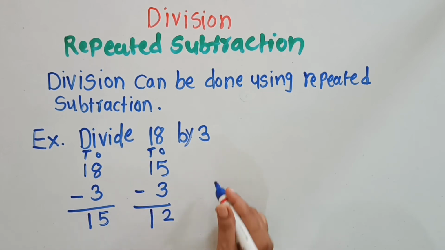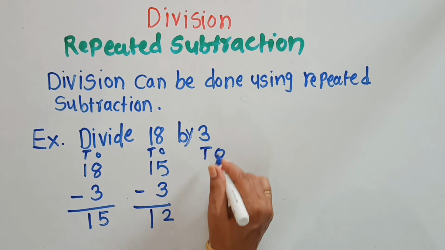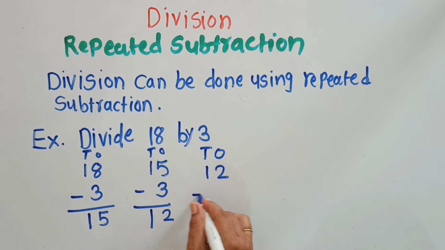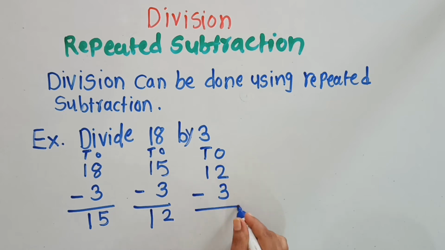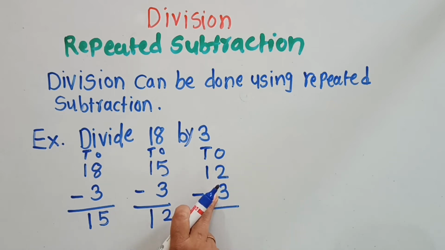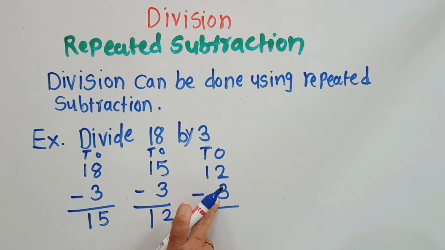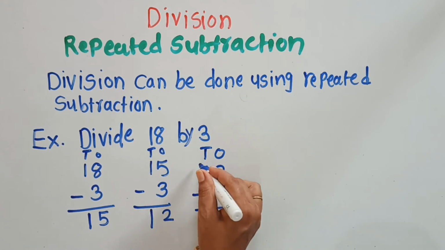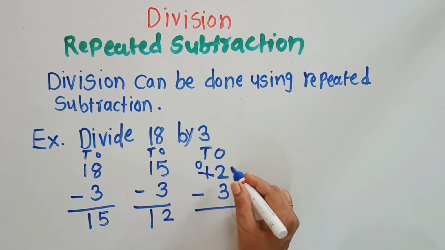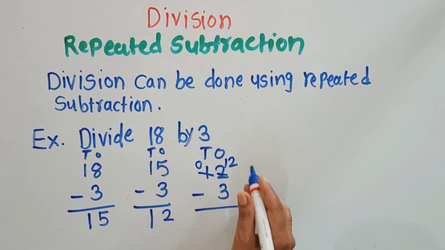Now we get 12. Again, right here 12, then minus 3. We have to subtract this 3 until we get 0 here. Okay. Now see here 2 minus 3. 2 is smaller than 3, so we cannot subtract 3 from 2. So we have to borrow from tens place. So here we will get 12.